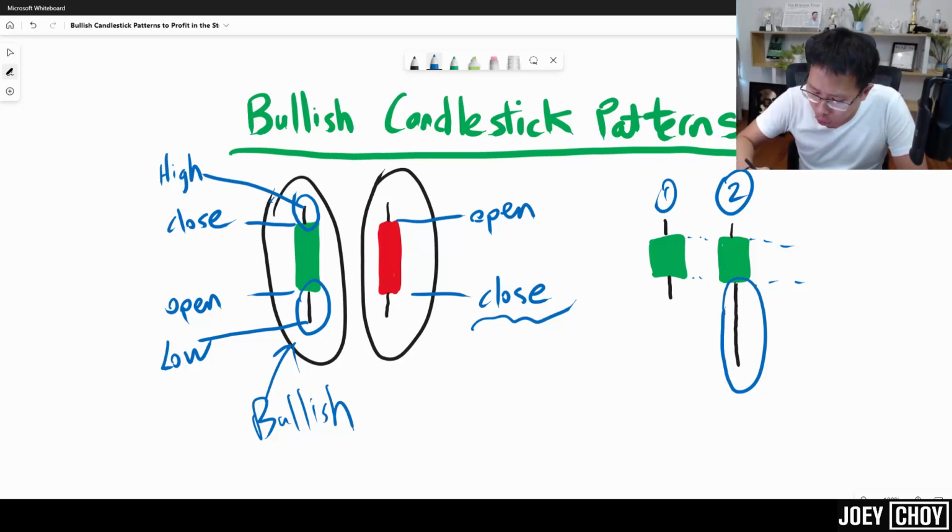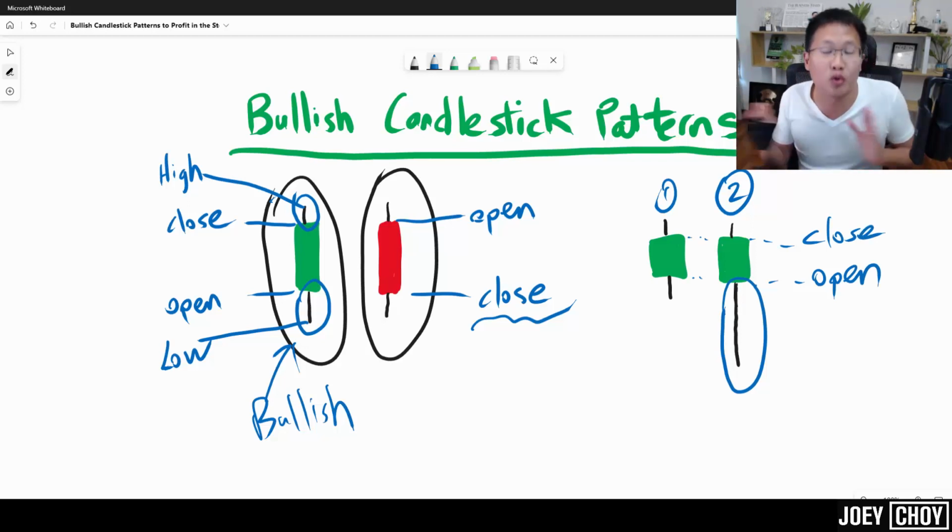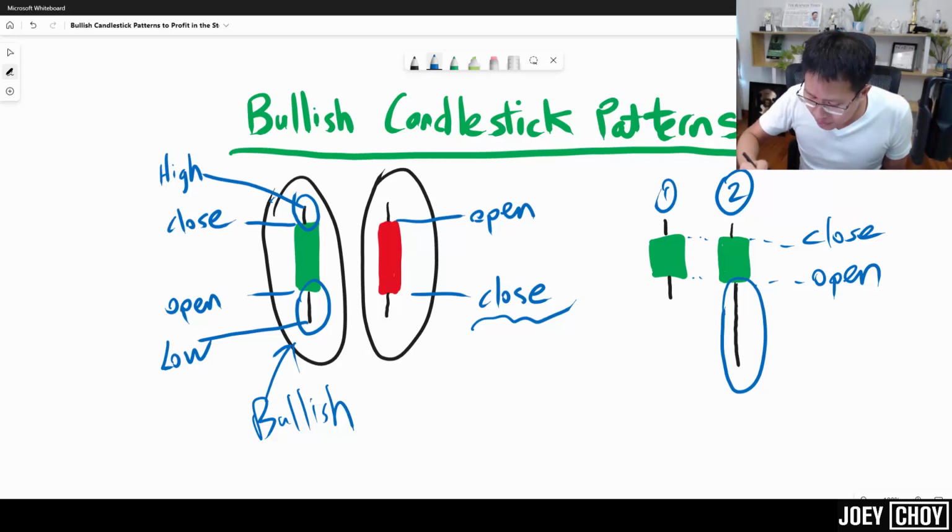The one with a long lower shadow is this. That means both of them opened right here. This is the same opening price, no difference, and both of them close at the same price. They both open and close at the same price. There's no difference. But what happens is that for number two, for this number two, it opens.